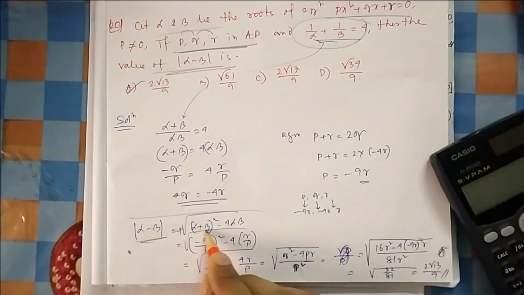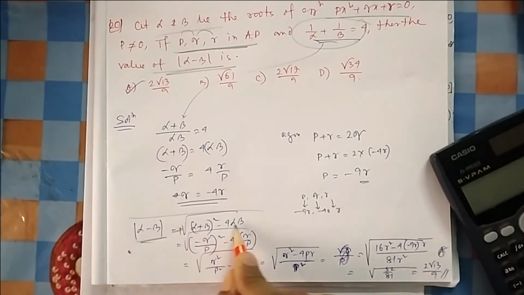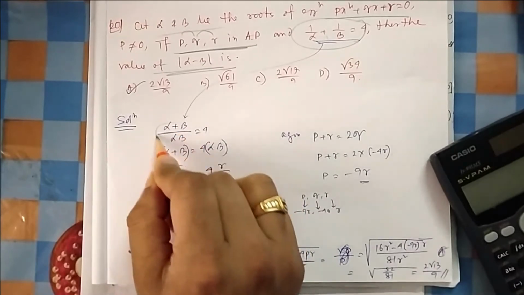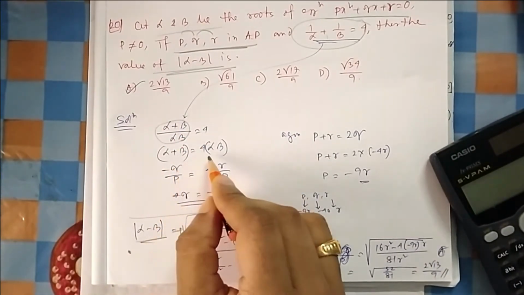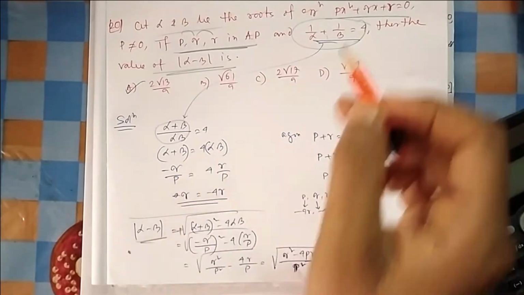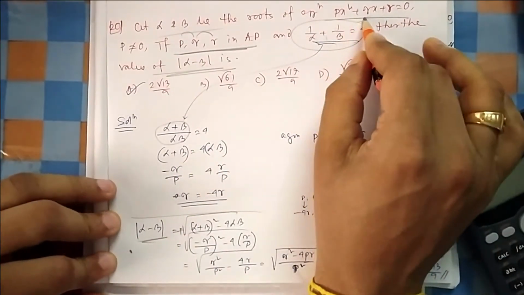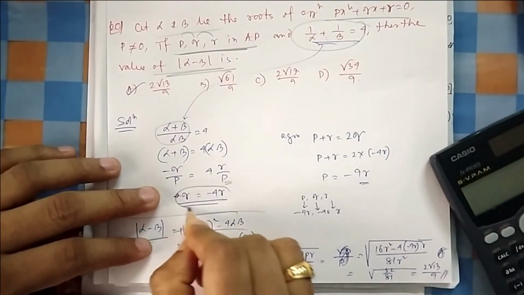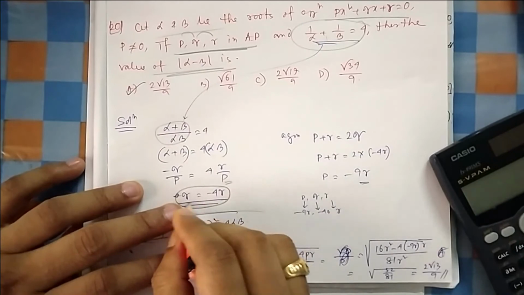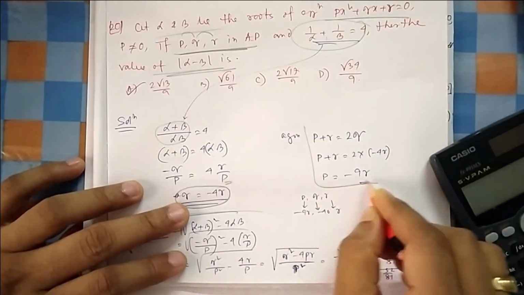So alpha minus beta is the square root of (alpha plus beta) whole square minus 4 alpha beta. Now you need these two. So this expression is given to you, alpha plus beta and then alpha beta. So you know this one. Now you can find alpha plus beta is minus q by p from this quadratic expression, and alpha beta is r by p. So from here you got a relation, q is equal to minus 4r. So this is the AP property.